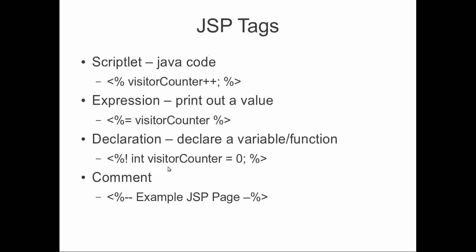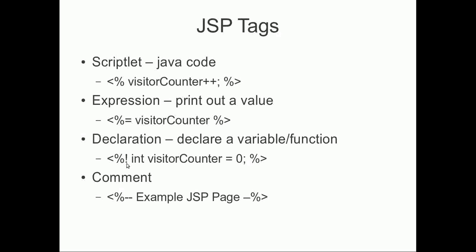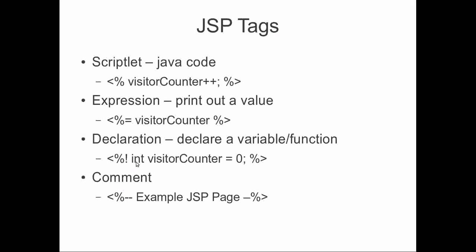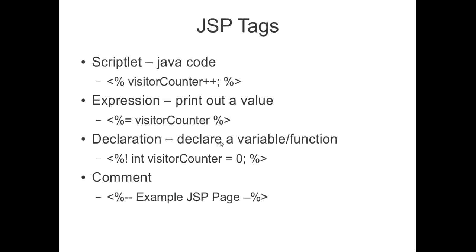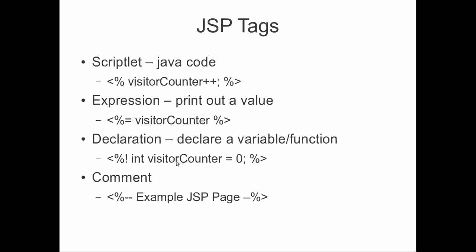Another tag type is a declaration, so this can declare a variable or function for us. And declarations differ in that they go to the top of the servlet, outside of the service method. So we wouldn't want to, inside of our service method, declare a variable over and over and set it to 0, because then we wouldn't be able to count. So this gives us a way to, outside of our service method, declare variables or functions that we're going to be using. So this has angle bracket %bang, exclamation point, and then any Java declaration variables or functions.